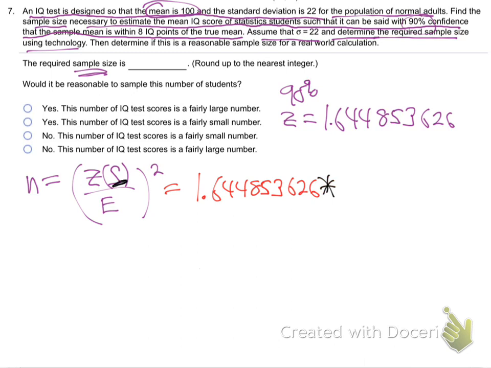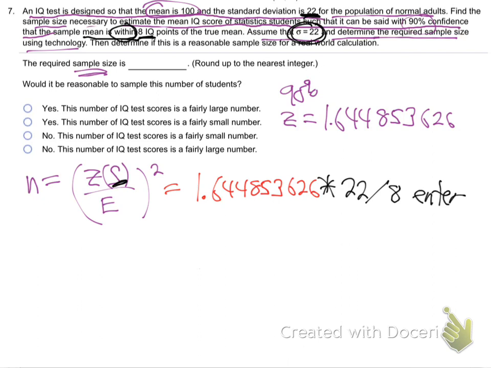S comes next. What's the standard deviation? Oh, that's the 22. Yeah, right there. Standard deviation 22. It's 22 divided by E. Now, what's E? E means error. That's the 8. 8 IQ points. The estimate is within 8 IQ points of the real thing. It's within that amount of error. So that's 8. And when you're done with all that, just hit enter.